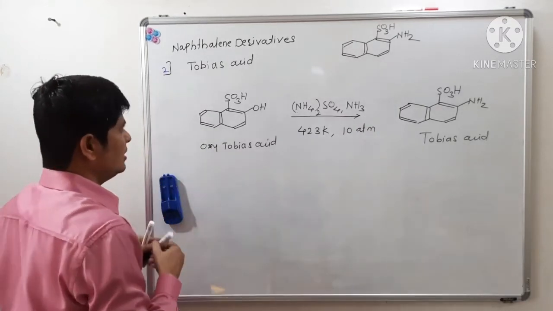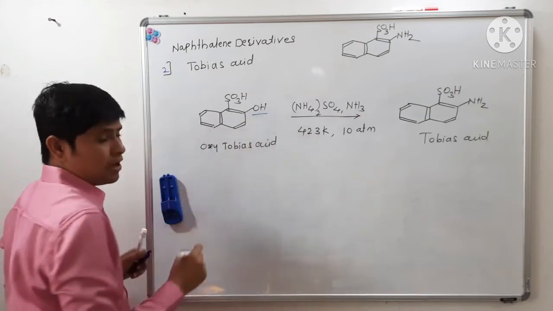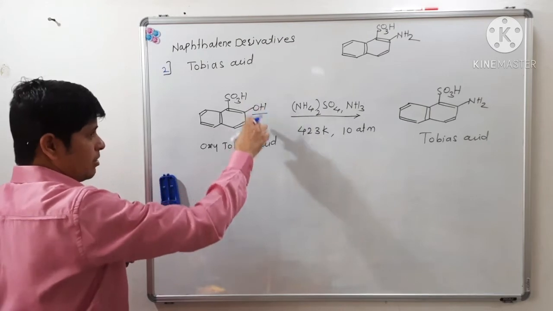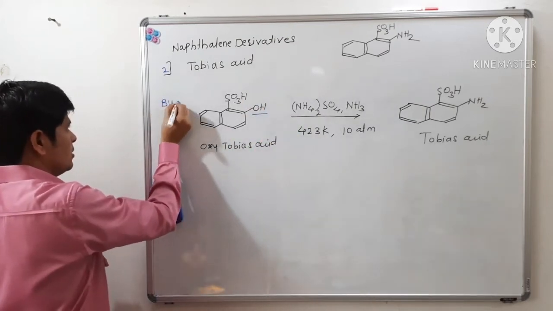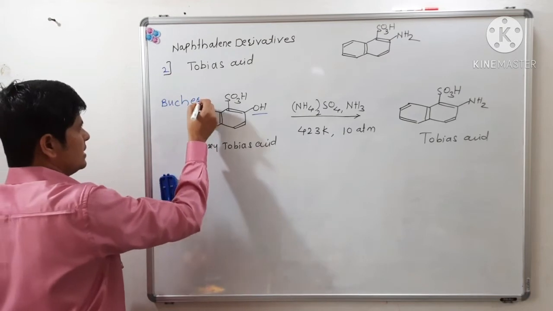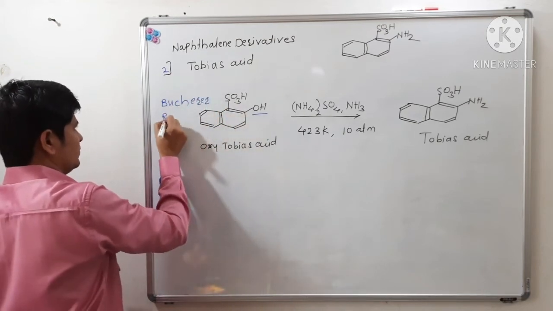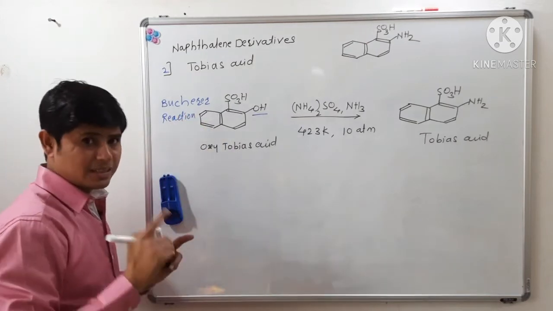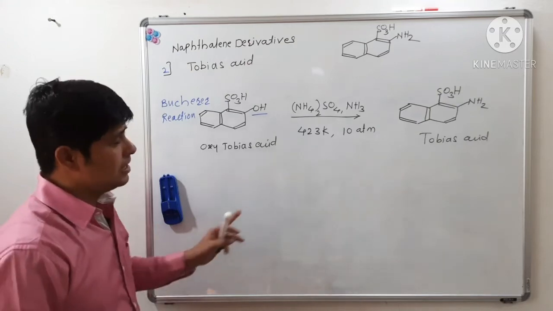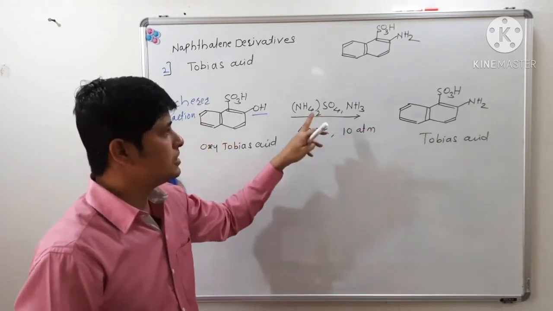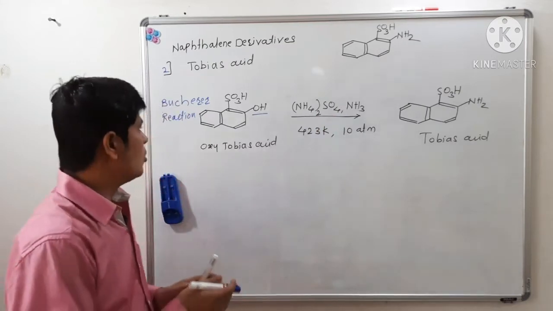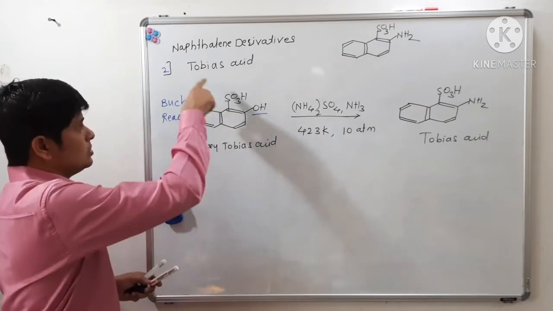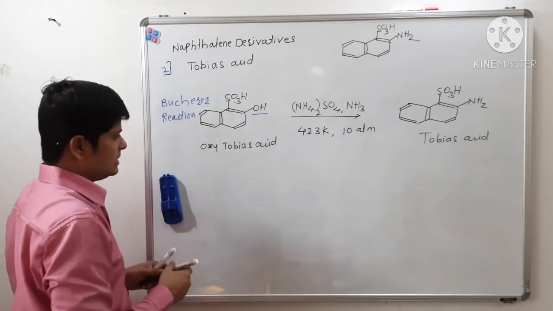We have seen this reaction: the replacement of phenolic hydroxyl by NH2 functionality using ammonium sulfate and ammonia is called the Bucherer reaction. Remember it. So this is Tobias acid. Now let us see the next synthesis.